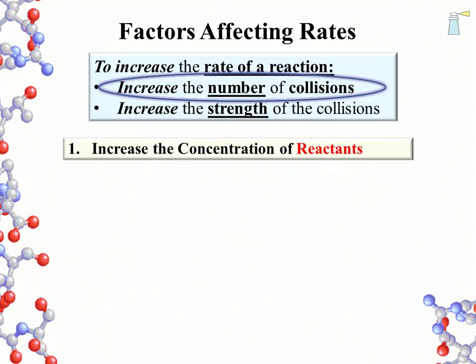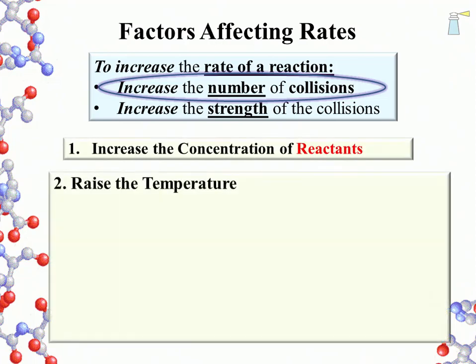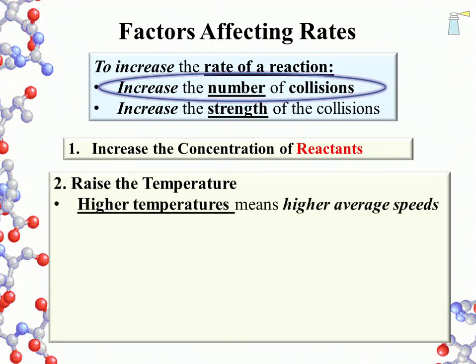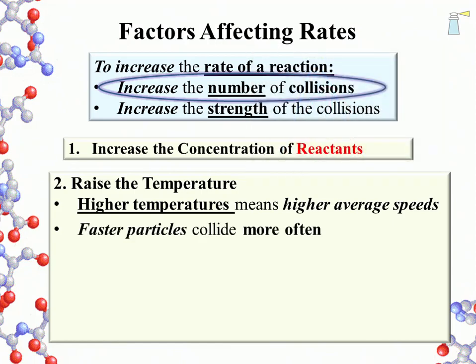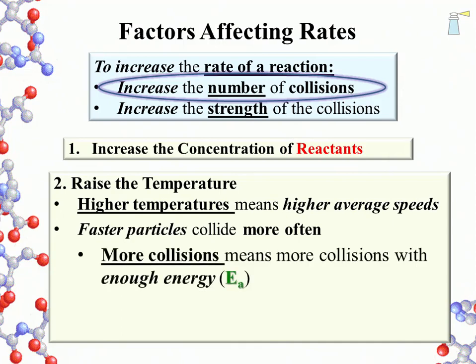Another way to increase the number of collisions is to raise the temperature. Higher temperatures mean higher average speeds. Again, from the Gas Advanced Concepts lecture, it was shown that raising the temperature shifts the distribution of speeds of the particles to faster speeds. Faster particles collide more often. They cover more ground. And as we just saw, from a statistical point of view, more collisions means more collisions with enough energy to overcome the activation energy.